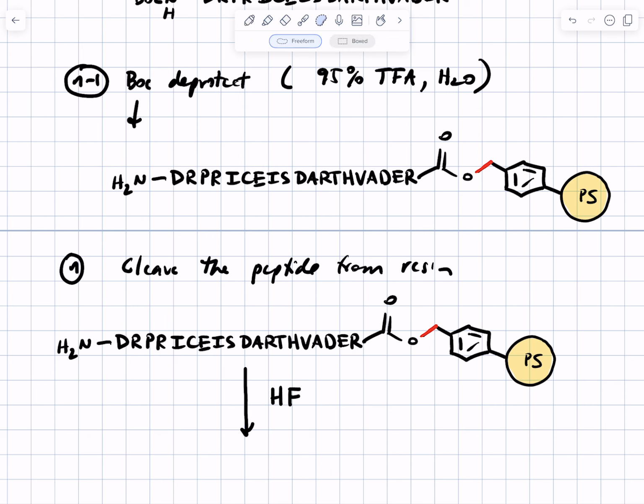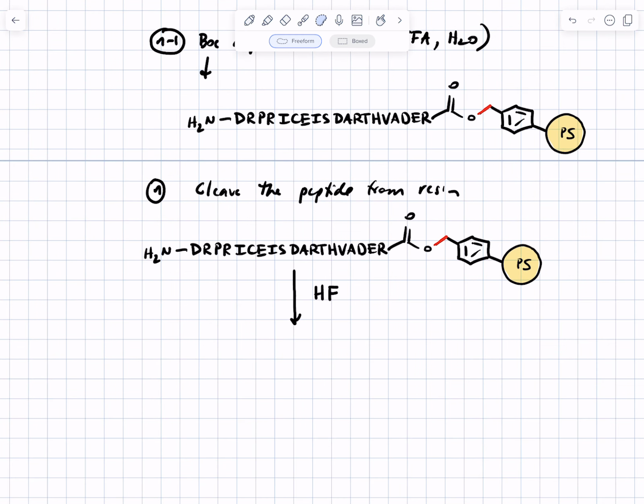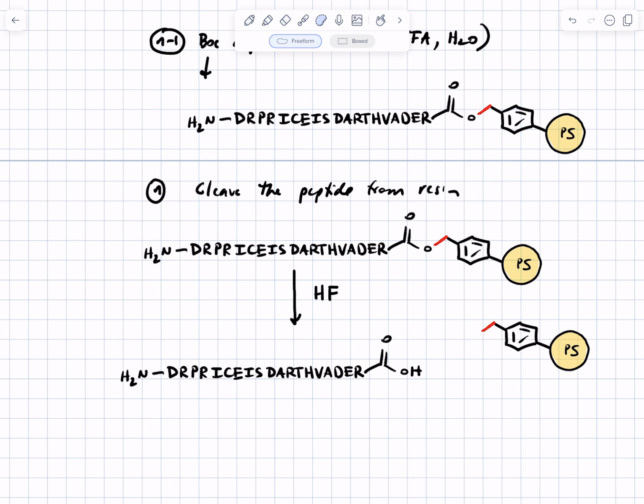What's probably happening, though, is the fluoride of HF is doing an SN2 reaction here, replacing the oxygen at the benzylic position with the fluoro group. We won't worry about that in any level of mechanistic detail, but when we're done, the peptide is free from the resin. What you probably have over here, though that probably doesn't matter too much, is the fluoro version of your resin.